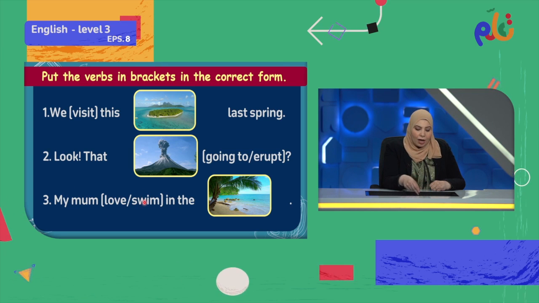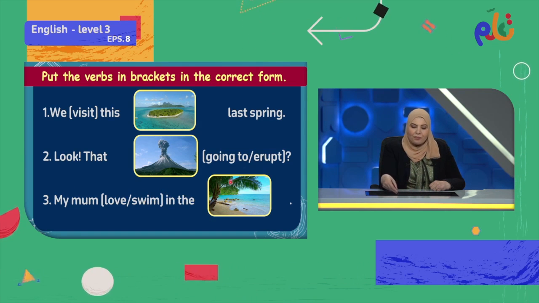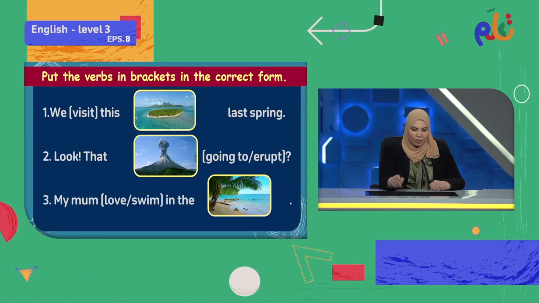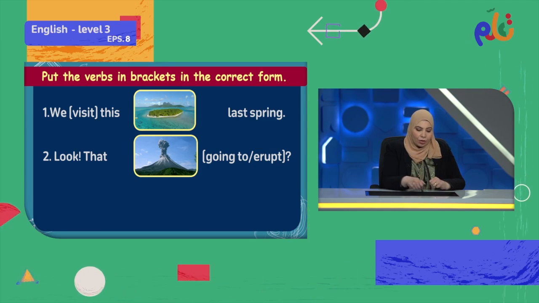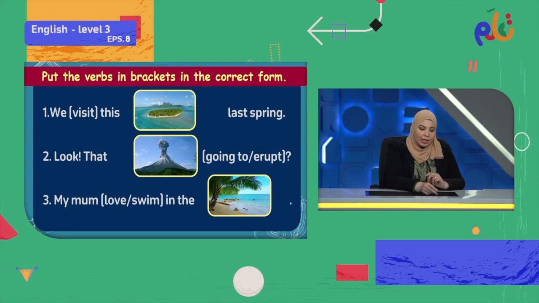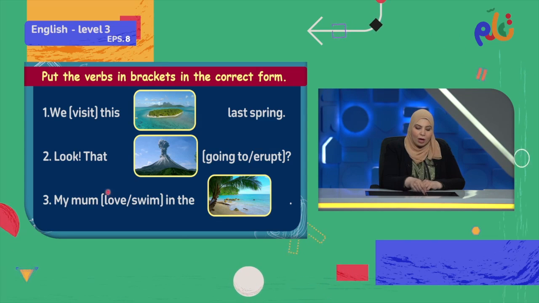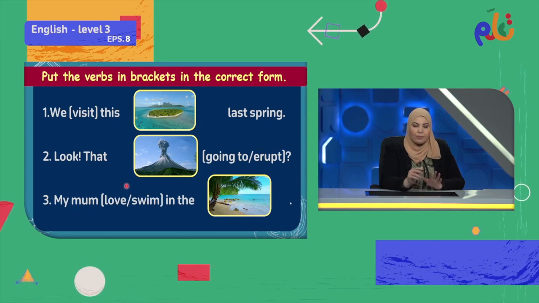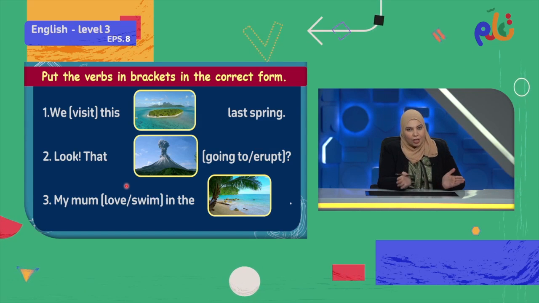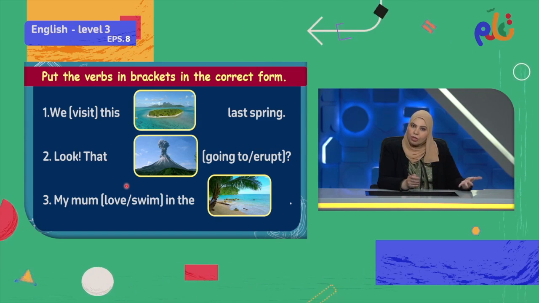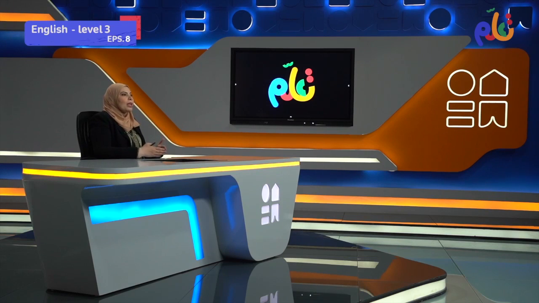My mom loves swim in the, okay, this is the picture. Here we have two verbs together and we need to think how we can put them correctly, and we have the picture. So my mom, and we're talking about love. Now we're speaking in general. We're not talking about something for the future or something for the past. We're talking about a fact or something that is happening or valid all the time. So in this case, which tense are we talking about? Yes, this is present simple.